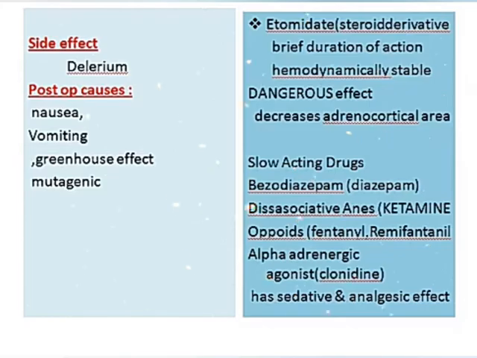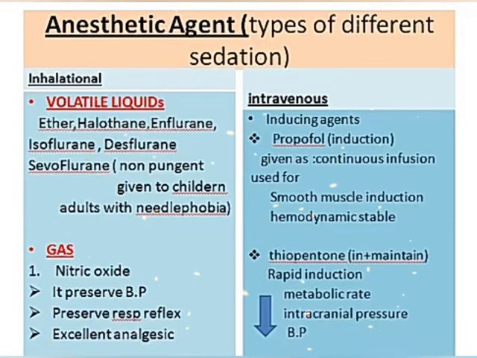and it is mutagenic. Now we go towards the intravenous drugs, but before studying that we need to know that there are two types of intravenous drugs: the ones that induce sedation and others that are used to maintain that sedation. Some have a single function and some drugs have a dual function. An example of an inducing drug is propofol. It sedates a patient within 8 seconds and is given in continuous infusion for smooth induction. This drug's quality is that it is hemodynamically stable.